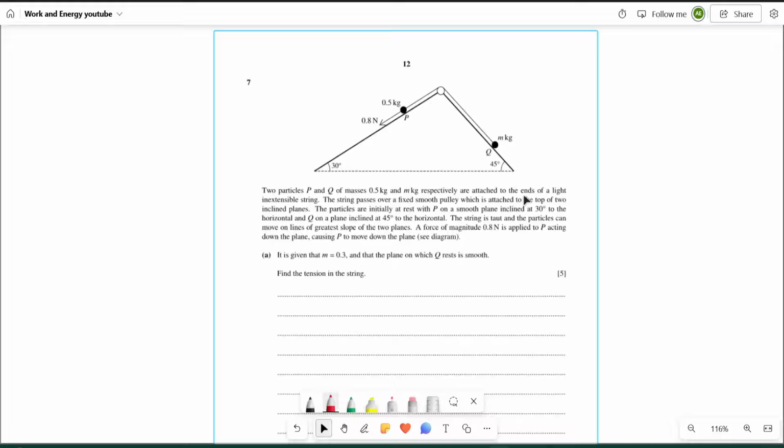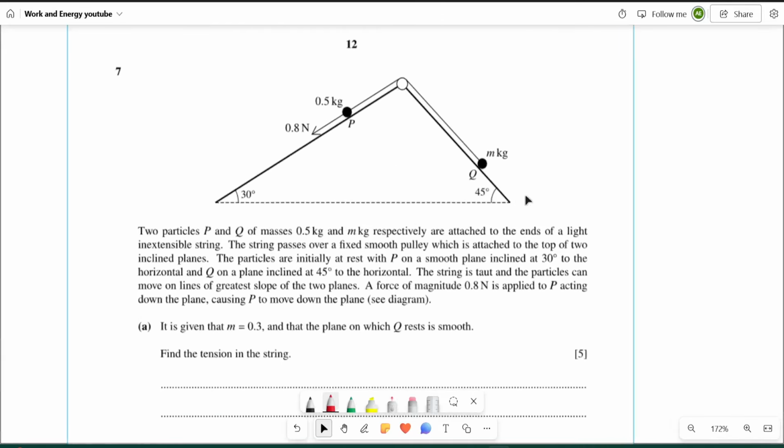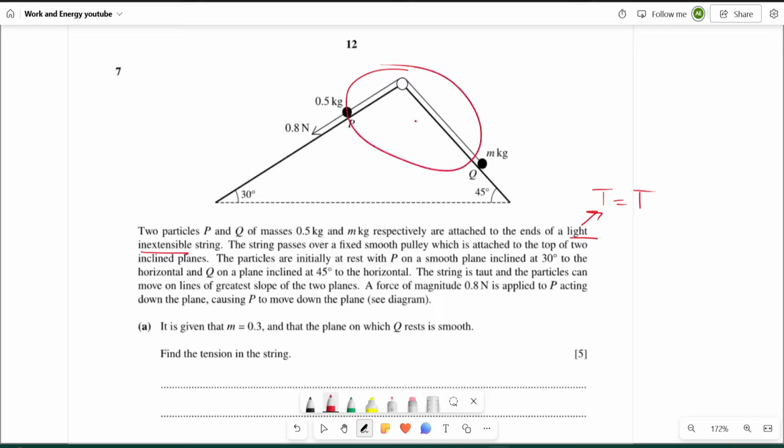It says that we have two particles now, P and Q, of masses 0.5 kilograms and m kilogram respectively, and are attached to the ends of a light inextensible string. Light tells me that the tensions on both sides of the string are equal. The tension throughout the whole string is the same. Inextensible tells me that the acceleration on both particles are going to be the same, as well as the velocity at a specific time. And it tells me that if P moved 1 meter down, then Q must have moved 1 meter up.